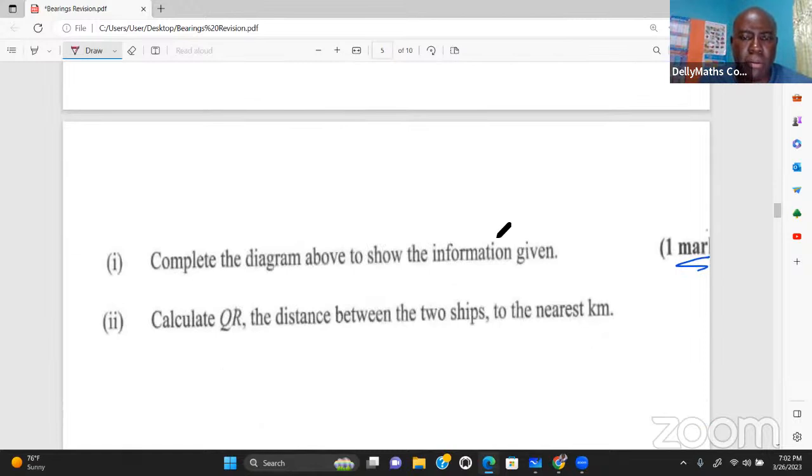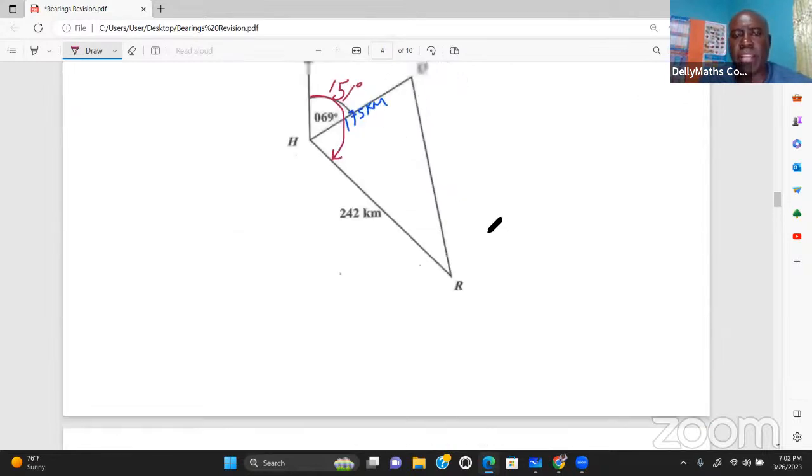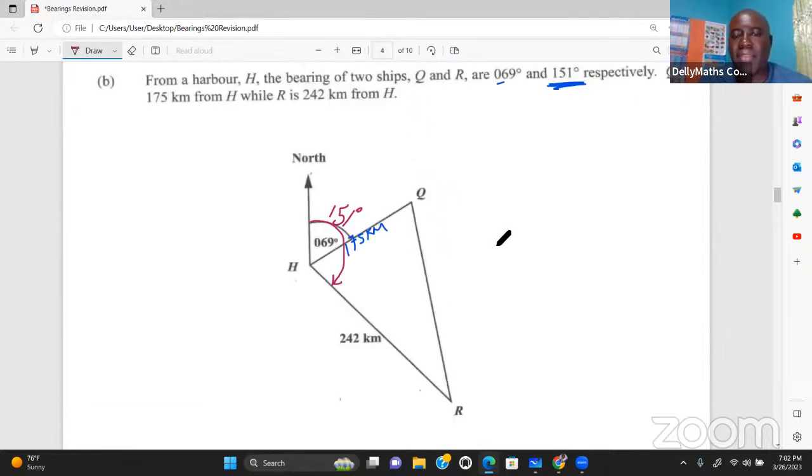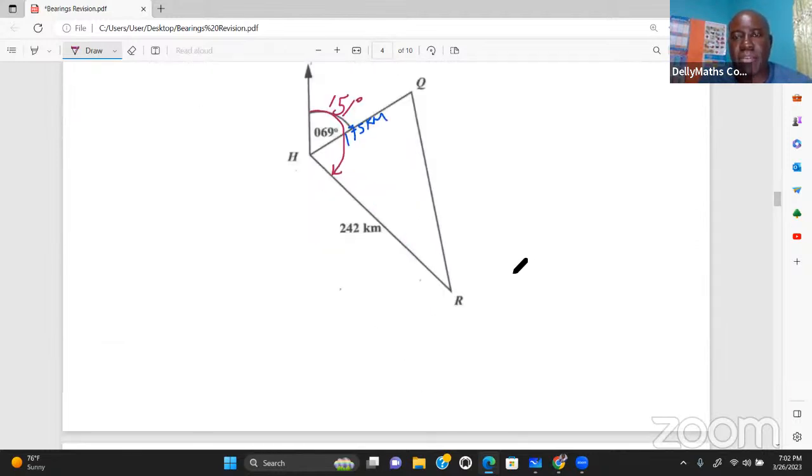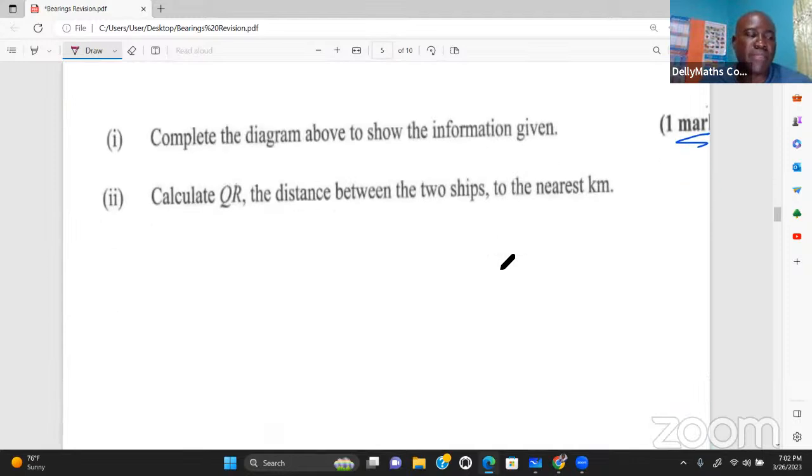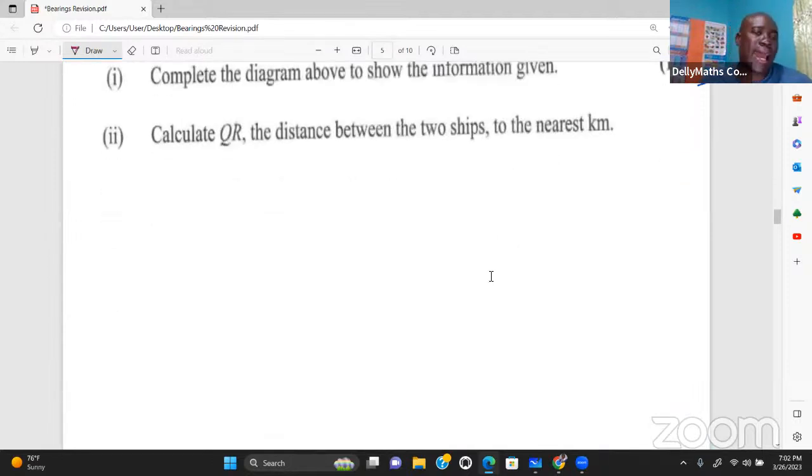So complete the diagram given the information. That was the one piece of information that was missing, and the 175. So we put on the 175 and we have everything to go. You would have collected 1 mark for that. Now they're asking us to calculate QR, the distance between the two ships, to the nearest kilometer.